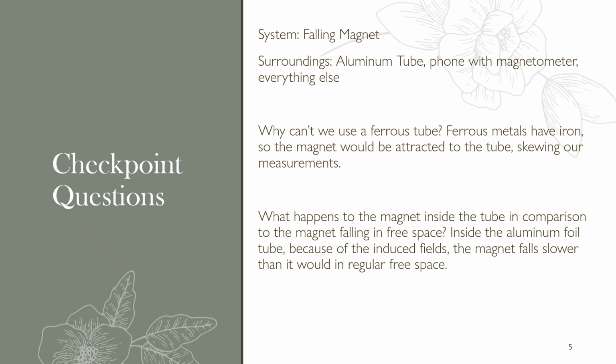Next, what happens to the magnet inside the tube in comparison to the magnet falling in free space? Well, inside the aluminum foil tube, because of the induced fields and the induced current, the magnet falls slower than it would in regular free space. So it's basically being slowed down by the magnetic field, and that's why the time is a little bit longer than when it would be just dropped in midair.